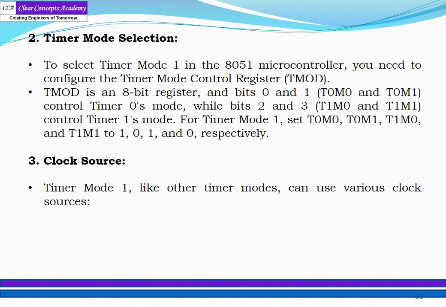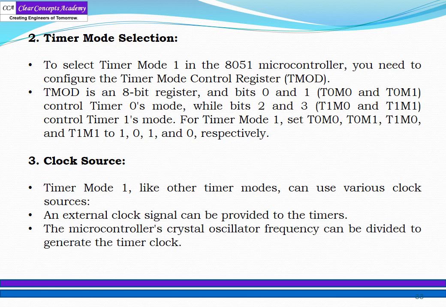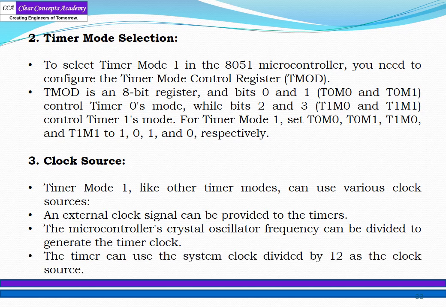A timer mode, like other timer modes, can use various clock sources. That is, an external clock signal can be provided to the timers, or the microcontroller's crystal oscillator frequency can be divided to generate the timer clock, or the timer can use the system clock divided by 12 as a clock source. These are the clock sources which we have already discussed. It may be external pulses, or it can be a system clock or a crystal oscillator to generate the clock.